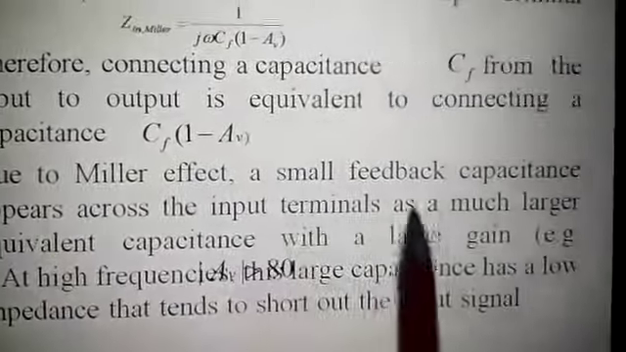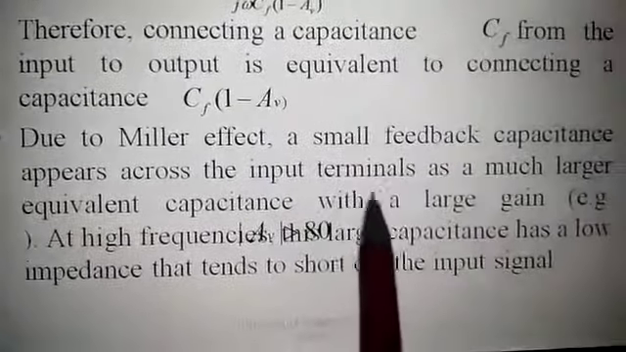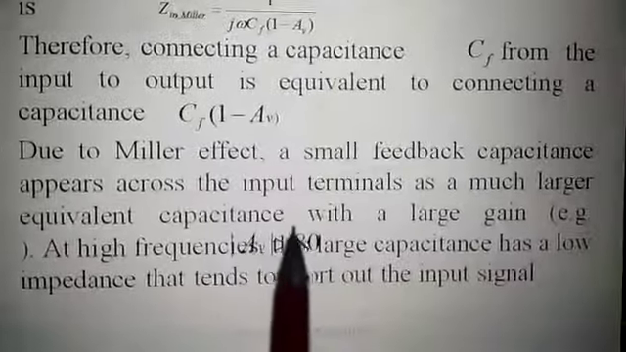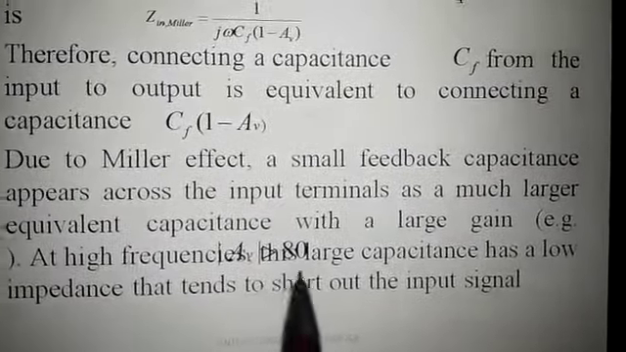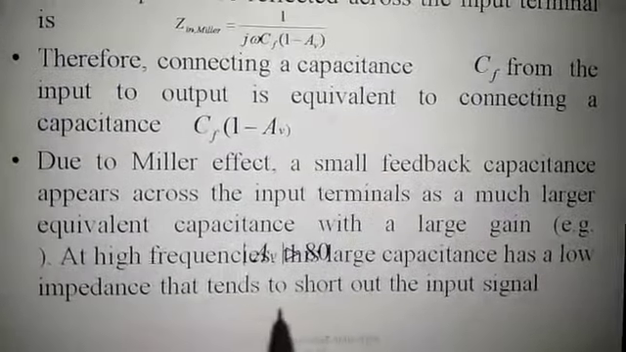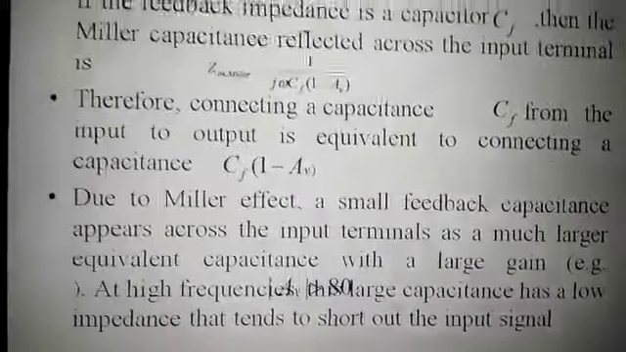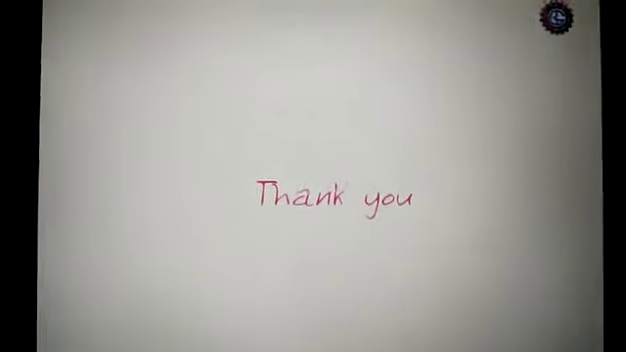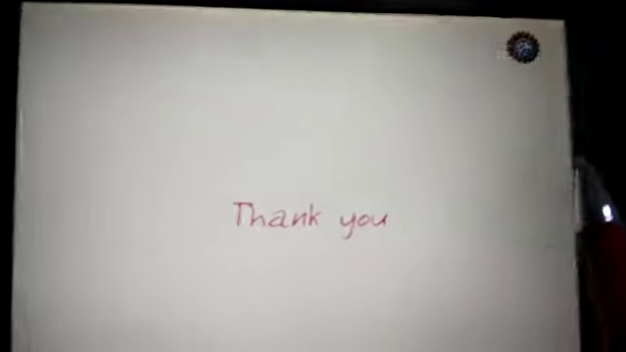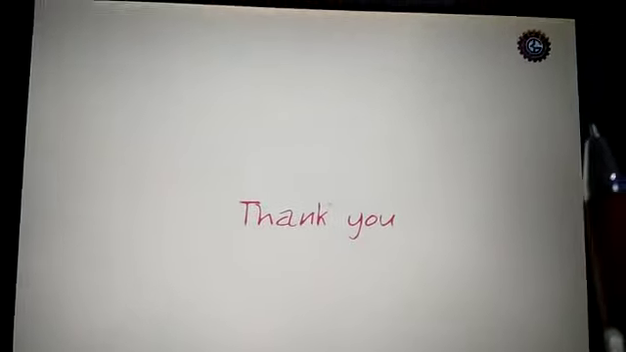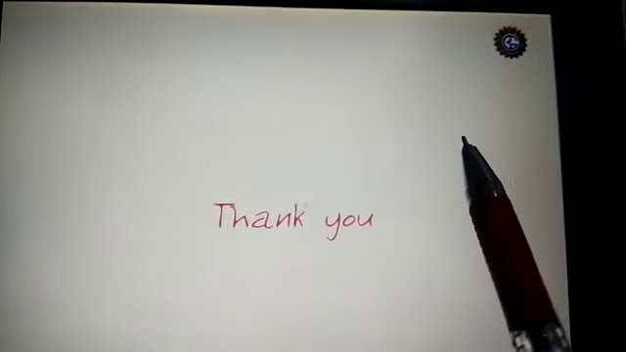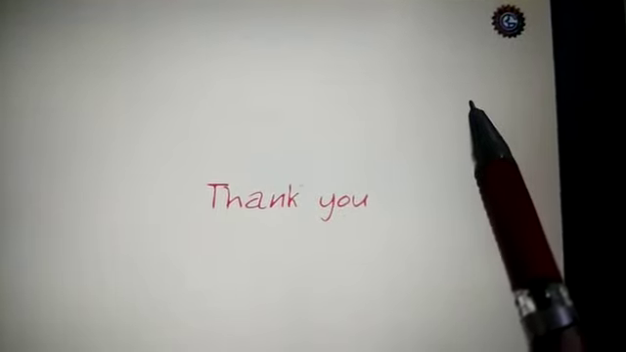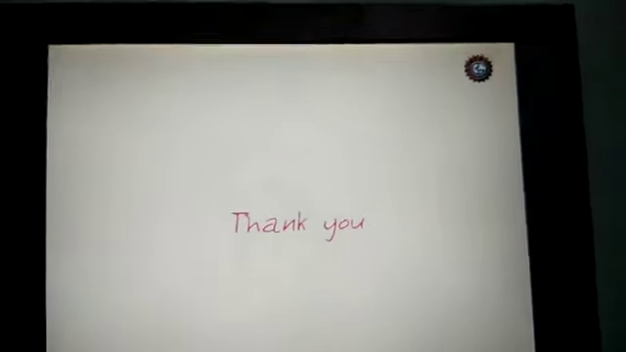Due to the Miller effect, a small feedback capacitance appears across the input terminals as a much larger equivalent capacitance with a large gain. At high frequencies, the large capacitance has a low impedance that tends to short out the input signal. We have already gone through this, and this Miller effect plays a very important role in solving numericals in high frequency transistor as well as low frequency transistor, multi-stage amplifier and feedback amplifier. Therefore, this Miller effect is very important.